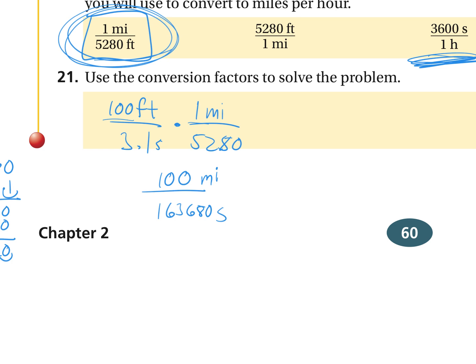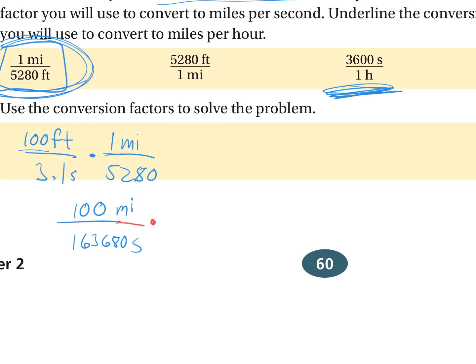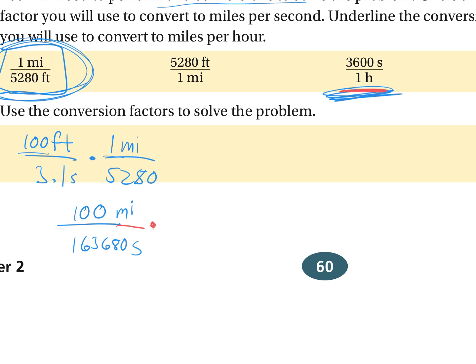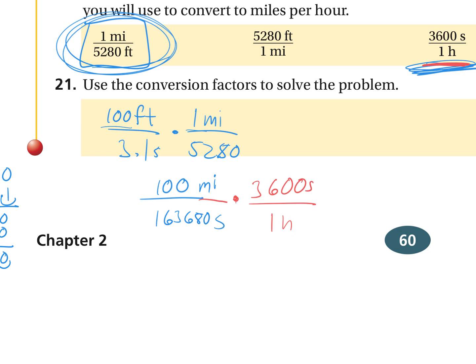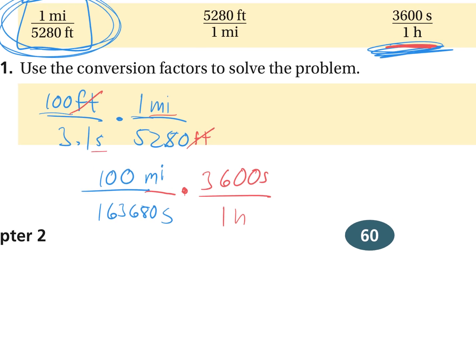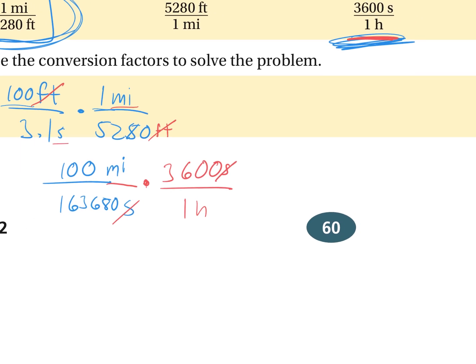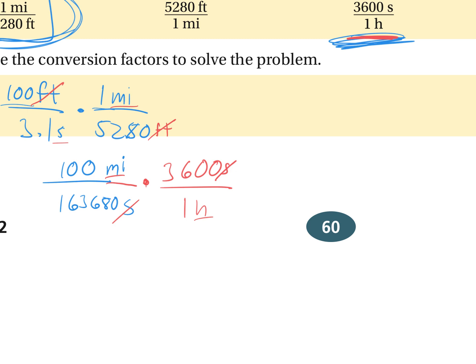So now let's multiply by another conversion factor. Our second conversion factor was this one right here. It's going to be 3,600 seconds over 1 hour. And if you notice, the same thing happened over here, and I forgot to write the unit. Feet went down here, and the feet and the feet are going to cancel. If you have feet on top and feet on the bottom, then you're just left with miles on top and seconds on the bottom. Same thing here: we have seconds on the top, seconds on the bottom. So we're left with miles on top and hours on the bottom.